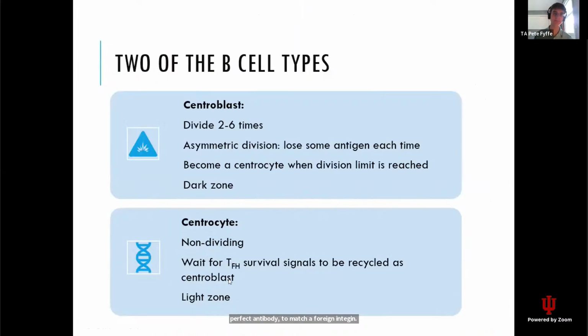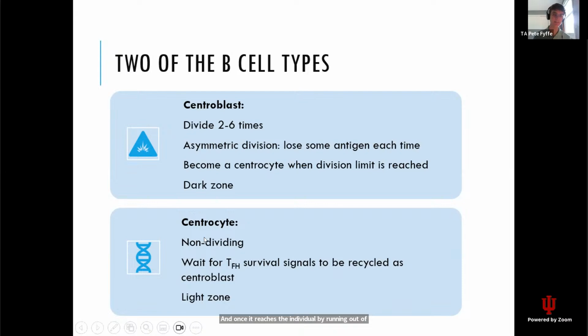So there are two types of the B cells. The first differentiation is called central blast, which is the proliferating kind. It's going to divide 2 to 6 times on average, and through each of those cycles, it's going to undergo what's called asymmetric division, meaning it'll lose some of the antigen between those two daughter cells. One of the cells might get a lot of the antigen, and another one might get only 12%, for instance. And once it reaches the division limit by running out of antigen, it's going to become a centrocyte and start migrating towards the dark zone.